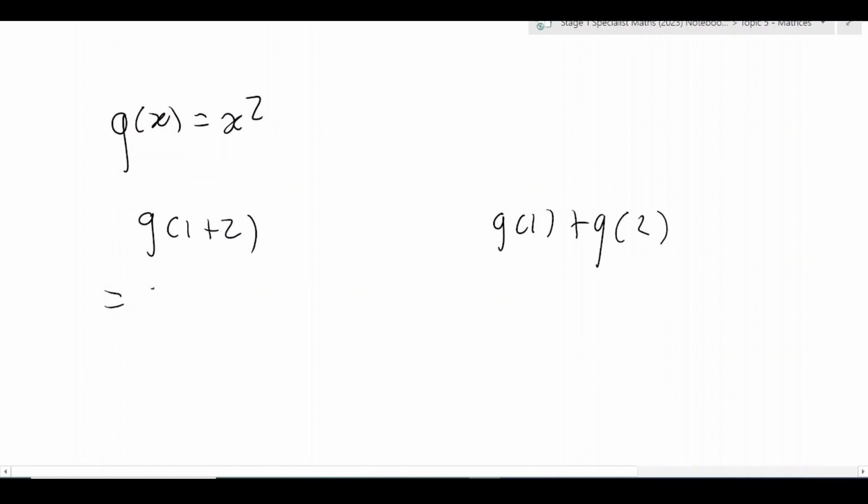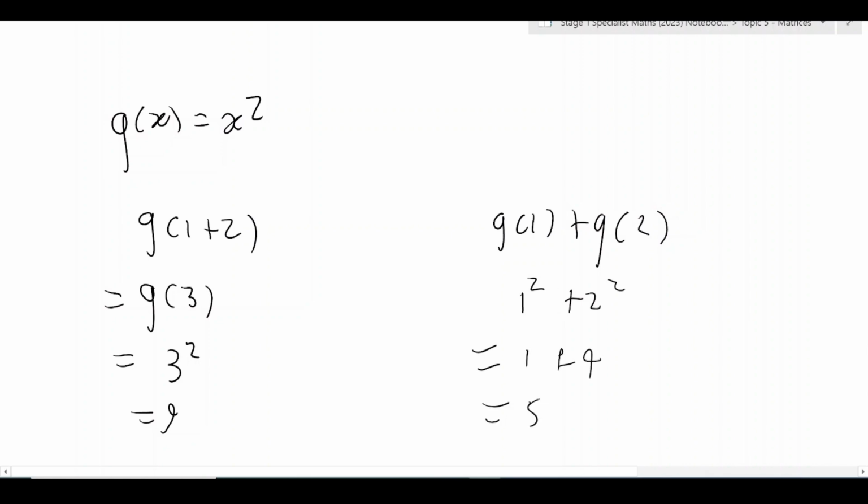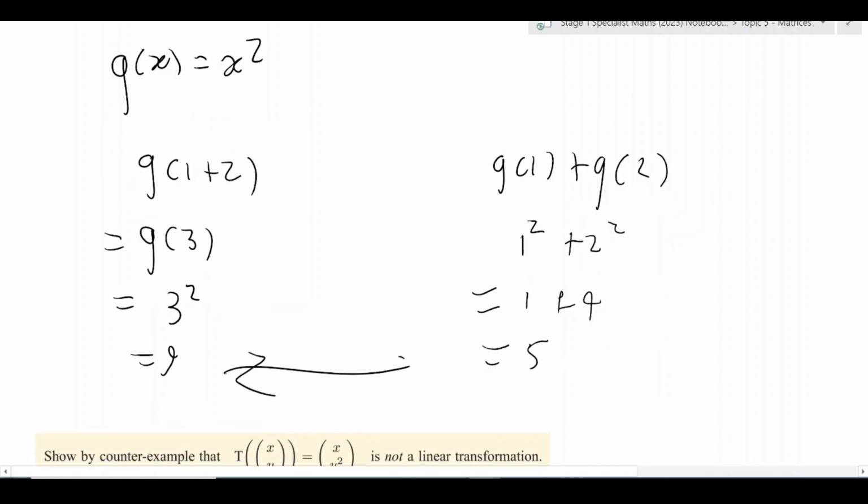So g of 1 plus 2 is the same as g of 3, and then that's going to be 3 squared, which is 9. g of 1 plus g of 2, so that's going to be 1 squared plus 2 squared, which is 1 plus 4, which is 5. So these do not match. Therefore, g is not linear. It fails that first test.